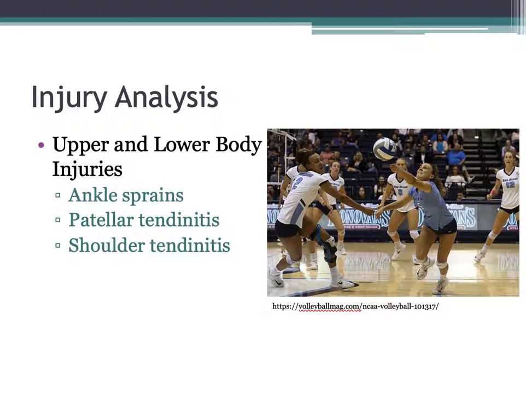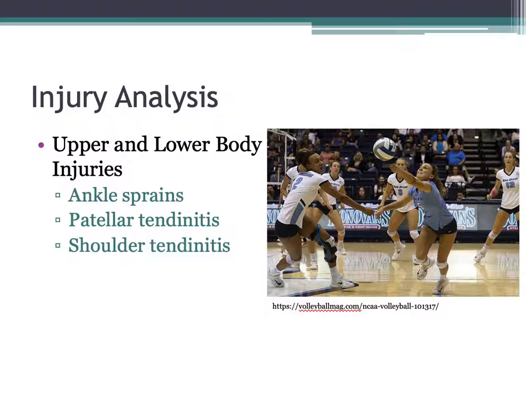Volleyball players are prone to a variety of upper and lower body injuries in regions of the ankles, knees, and shoulders. Common injuries among volleyball players are ankle sprains, patellar tendonitis, and shoulder tendonitis. Ankle sprains commonly occur due to player position on the court or after a previous ankle sprain. Two main factors that lead to ankle sprains include players landing on the foot of an opponent in the conflict zone, under the net, or players landing on the foot of a teammate after a two-man block.